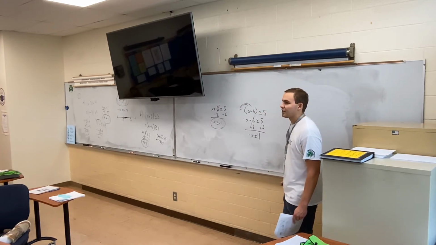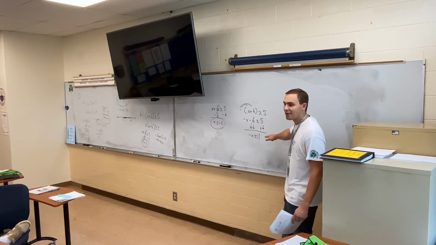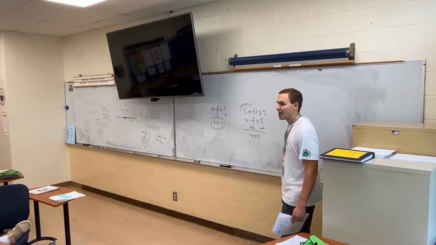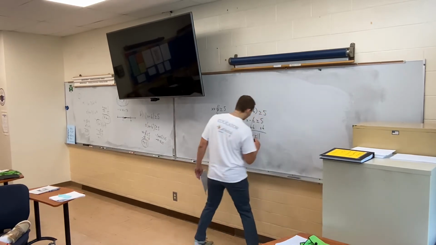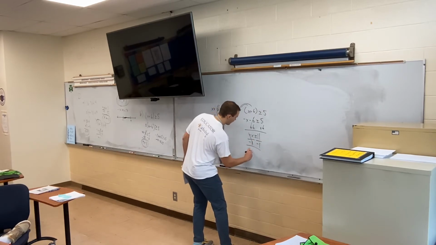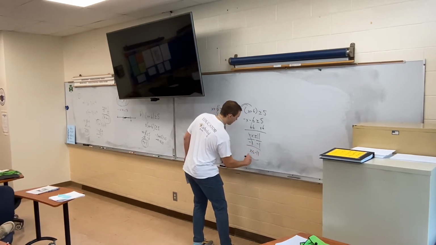All right, Michael, how am I going to solve for x here? Divide both sides by -1, right? And what do I have to do to the inequality symbol when I do that? There we go. And x is less than or equal to -11.